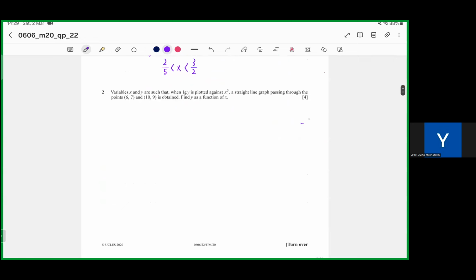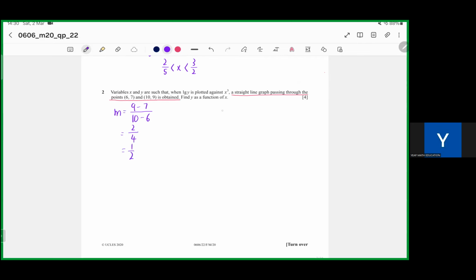Now we see question 2. Variables x and y are such that when log y is plotted against x cubed, a straight line graph passing through the points (6, 7) and (10, 9) is obtained. Find y as a function of x. First, because this information is given, it means you need to find the gradient. So we take 9 minus 7 over 10 minus 6, we get 2 over 4. Simplify, we get 1 over 2.